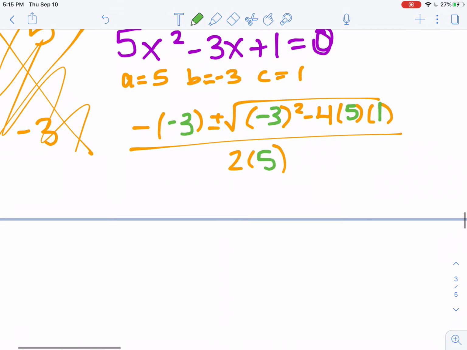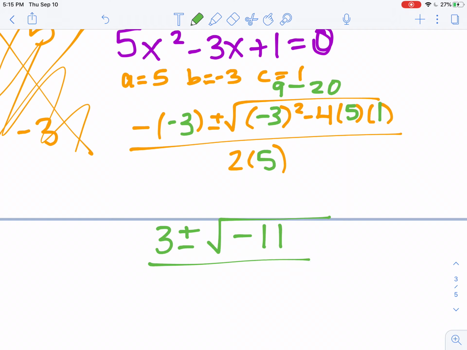And now I want to try to simplify. So starting with the front, negative 3, I'd get a positive 3 plus or minus the square root of negative 3 squared is 9. Minus 4 times 5 times 1 is 20. And 9 minus 20 is a negative 11 over, and then 2 times 5 is 10.